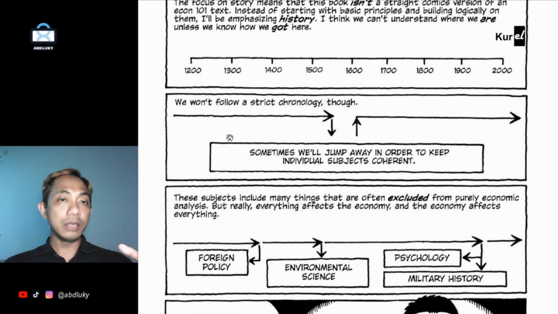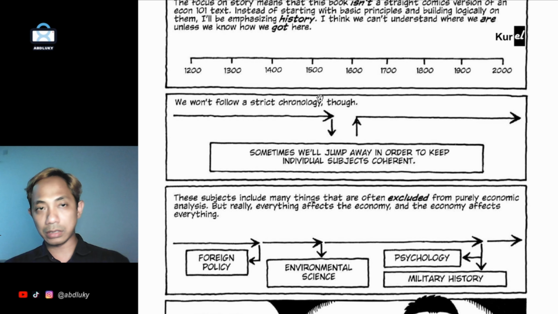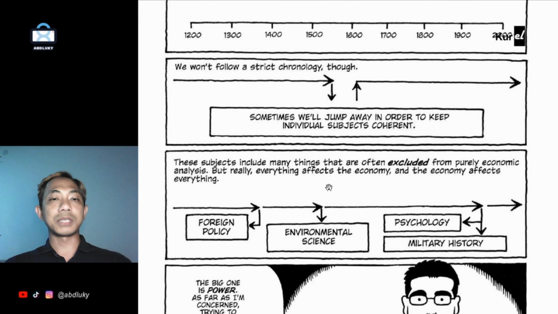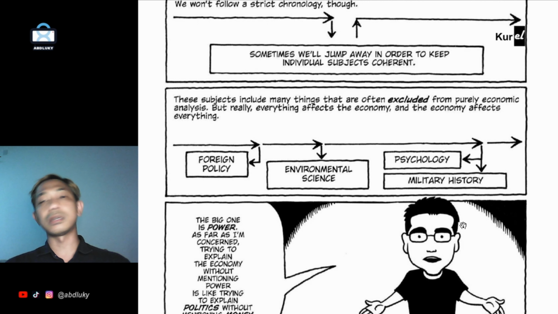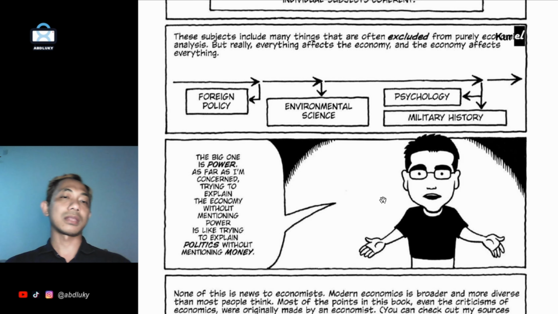So he will not follow a strict chronology. Sometimes we will jump around in order to cover individual subjects coherently. The subjects include many things that are often excluded from purely economic analysis. But really, everything affects the economy, and the economy affects everything. So it also relates to foreign policy, environmental science, psychology, military history, and so on.